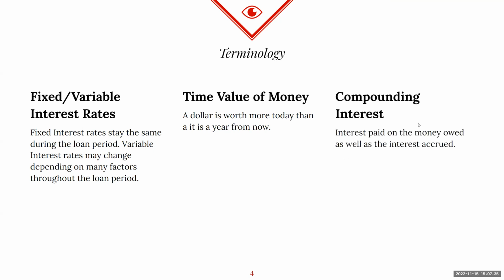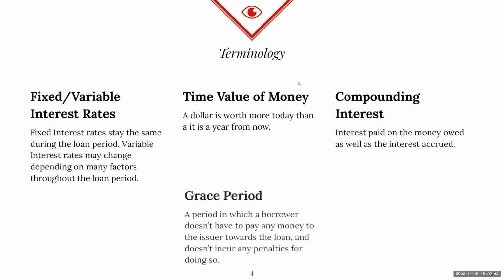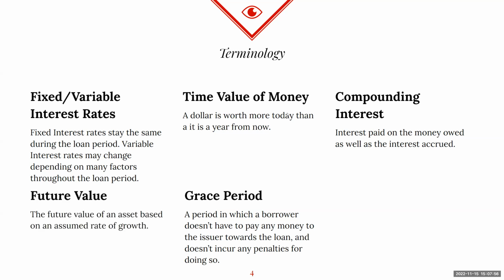is worth more today than it is a year from now. Compounding interest. Interest that is incurred on top of interest that has already been incurred. A grace period is a period in which a borrower doesn't have to pay any money to the issuer towards the loan and doesn't incur any penalties for doing so. And future value. The future value is the value of an asset based on an assumed rate of growth over a period of time.